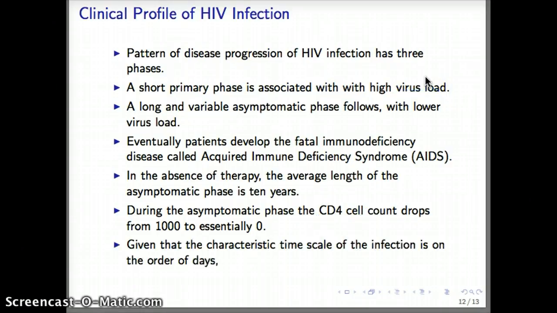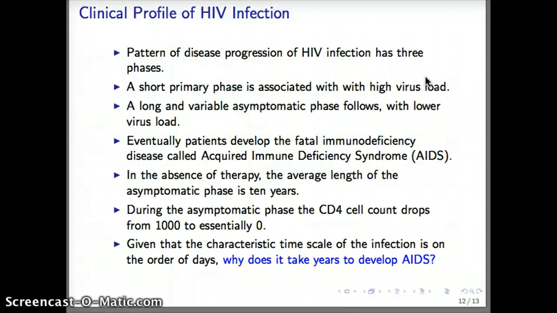Given the characteristic time scale of the infection, the infection is on the order of days. So, let me repeat this. If we're dealing with phase one in the order of days, then why does it take years to go from HIV into full-blown AIDS? This is a scientific question to keep in mind.